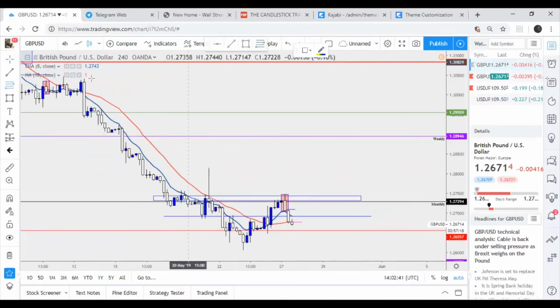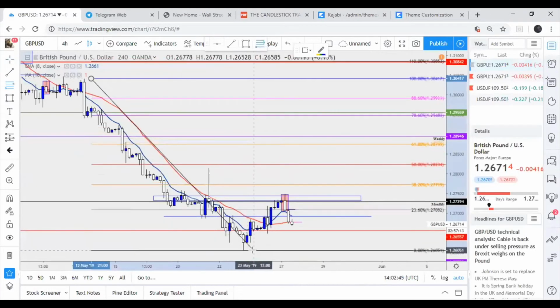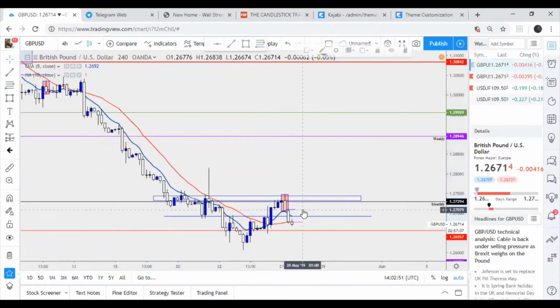So pulling out my fibs, trying to measure this retracement. As you guys can see, I have a 23.6 retracement. So a 23.6 retracement basically means we have too many sellers in the market to push the market all the way to 38.2, 50%, or 61.8%. The volatility is high, so the market is going to consolidate and continue.